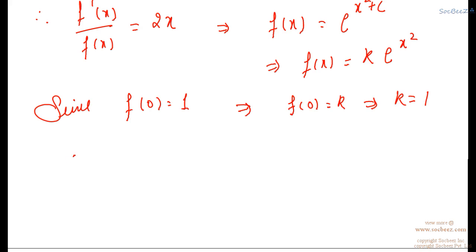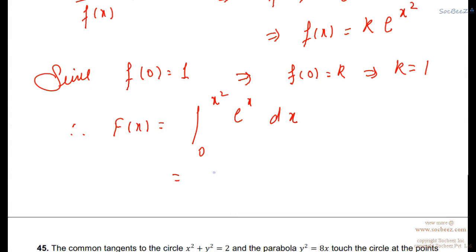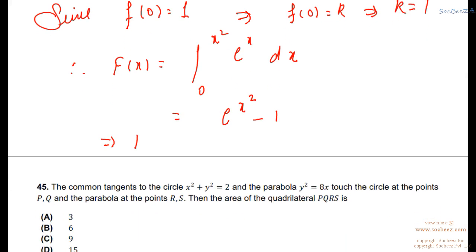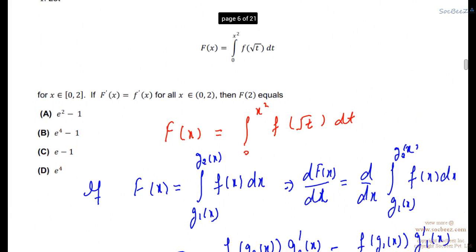So now moving further, capital F(x) equals the integration from 0 to x square of e raised to the power x dx. Therefore this becomes e raised to the power x square minus 1, and hence capital F(2) equals e raised to the power 4 minus 1. This is the correct answer here. So the correct option in this case is option B.